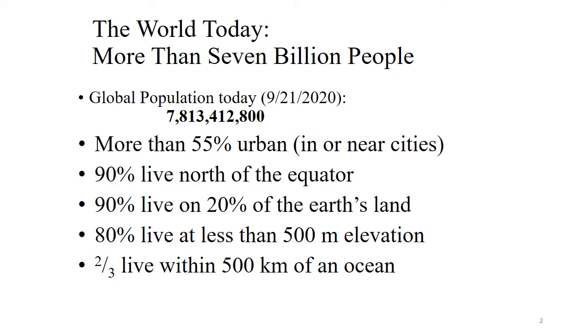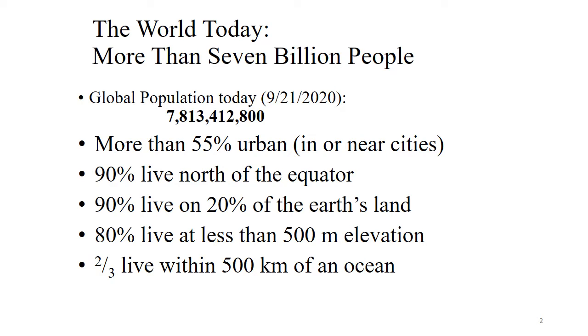About 90% of the Earth's population lives north of the equator. And if you study a map, a big part of that has to do with the majority of the landmass being north of the equator. About 90% of the people on Earth are living on about just 20% of the Earth's land. And at least part of that idea is going to be the focus of some of this lecture.